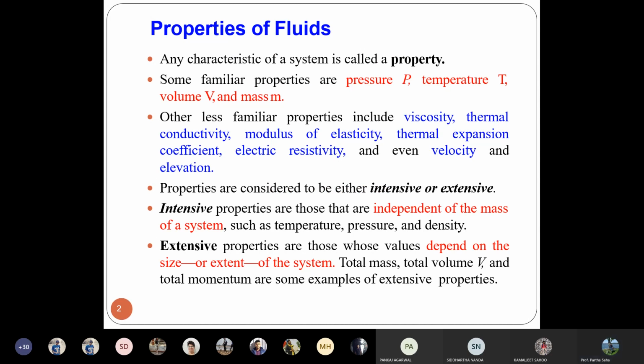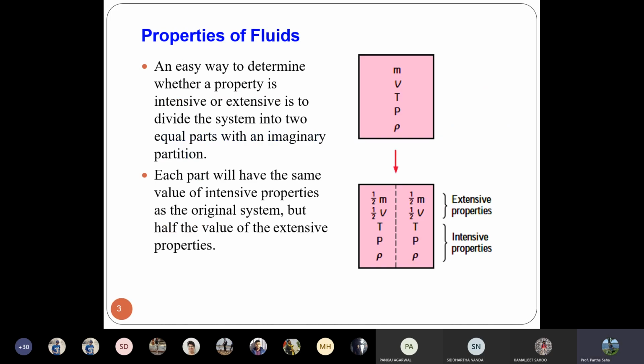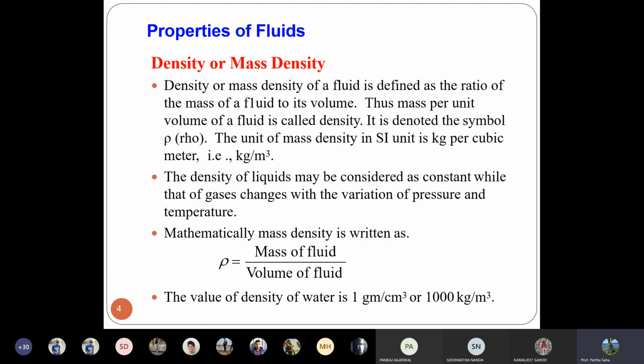So let's move to the next slide. I think we already talked about this yesterday also. Just to refresh your memory, I put these slides. You can go back to the slides I presented yesterday and understand how to know whether a certain property is an extensive property or an intensive property. So let's move to the slides very quickly.